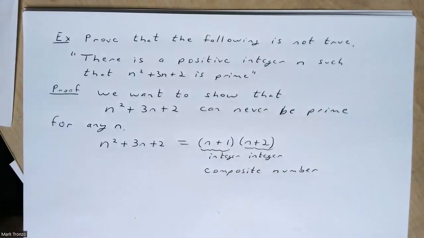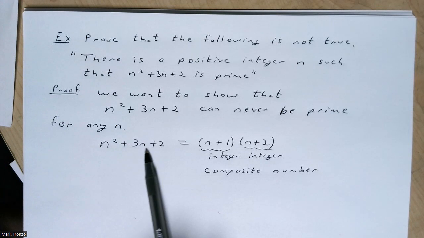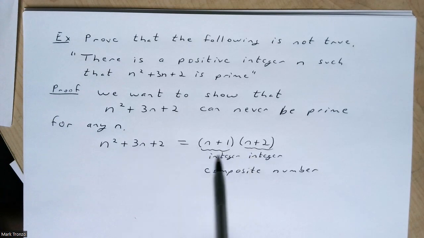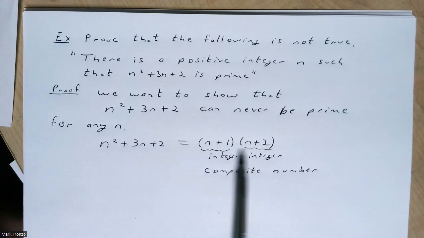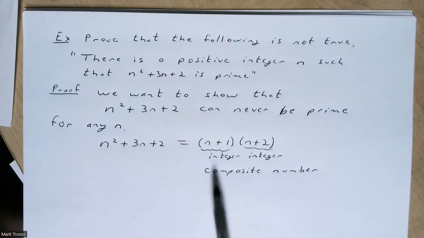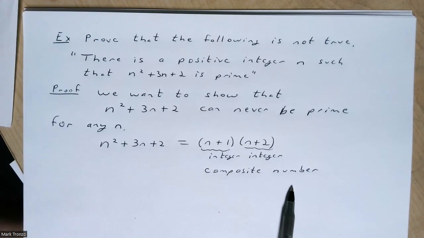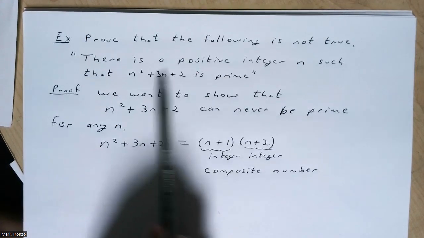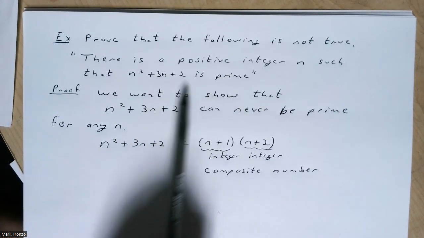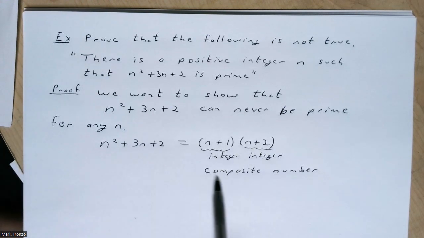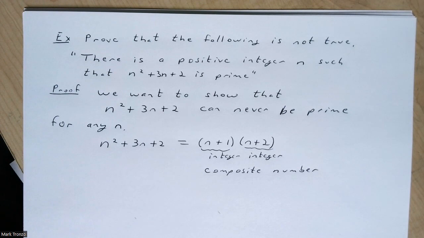And notice we didn't pick a particular n. We just used a general n. So the fact that we used a general n means that no matter what n we pick, we're going to get a composite number. Therefore, there cannot be a number such that this is prime, because we're always going to get a composite number no matter what n we put in.